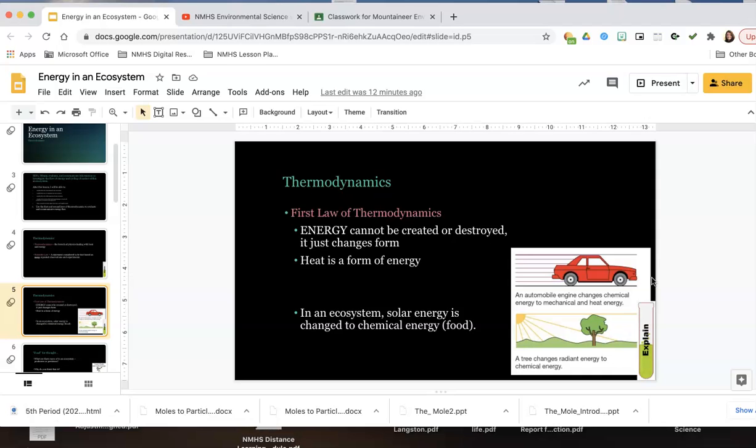So how does this happen in an ecosystem? Here we see an example where we have the sun, and the sun emits radiant energy in the form of solar energy. The solar energy, light energy, is absorbed by the trees' leaves, and then that produces chemical energy through photosynthesis.